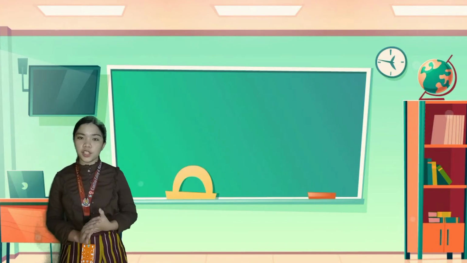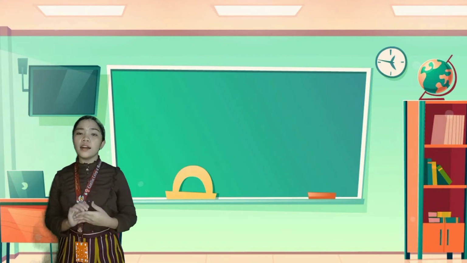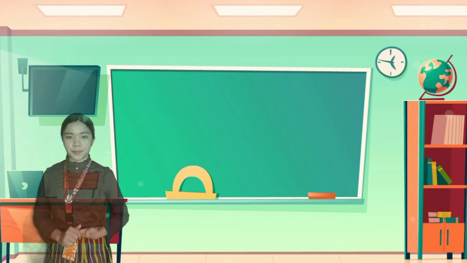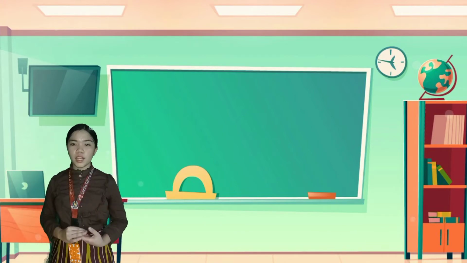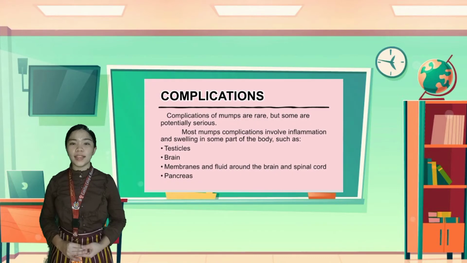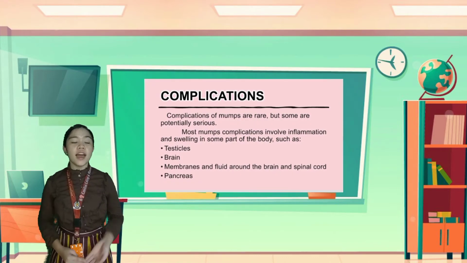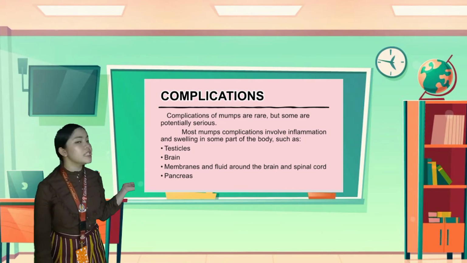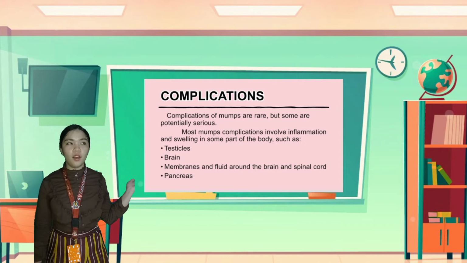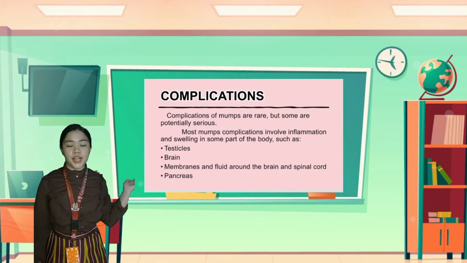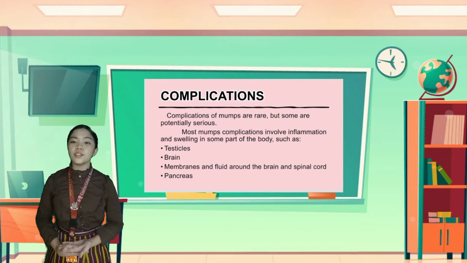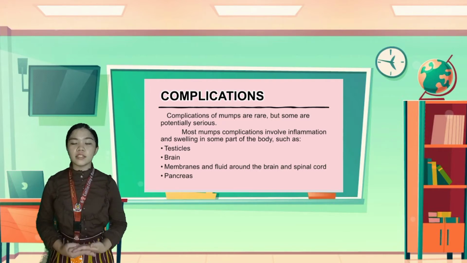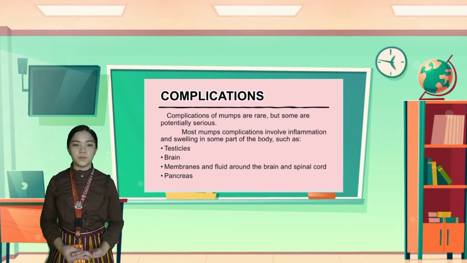So, complications of mumps are rare, but some are potentially serious. Most mumps complications involve inflammation and swelling in some part of the body such as the testicles, brain, membranes and fluid around the brain and spinal cord, and pancreas. So, testicles. This condition, known as orchitis, causes one or both testicles to swell in males who reach puberty.